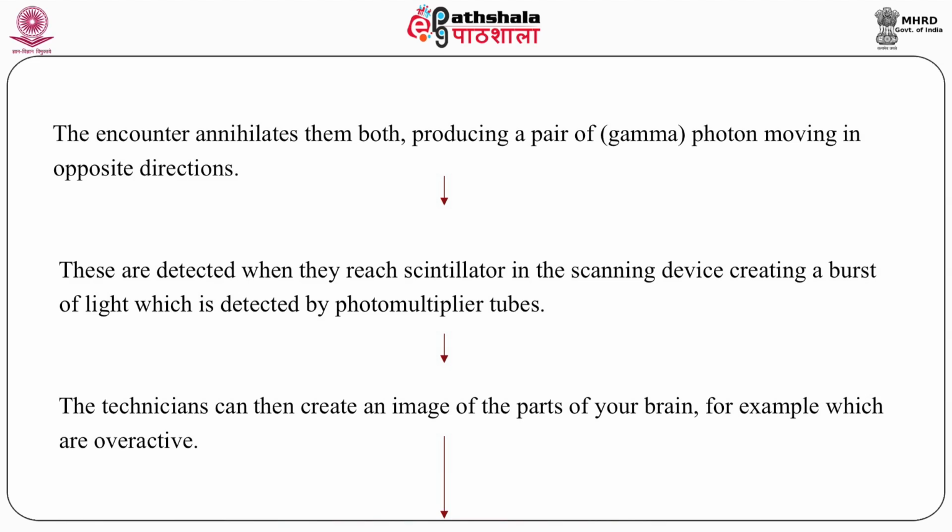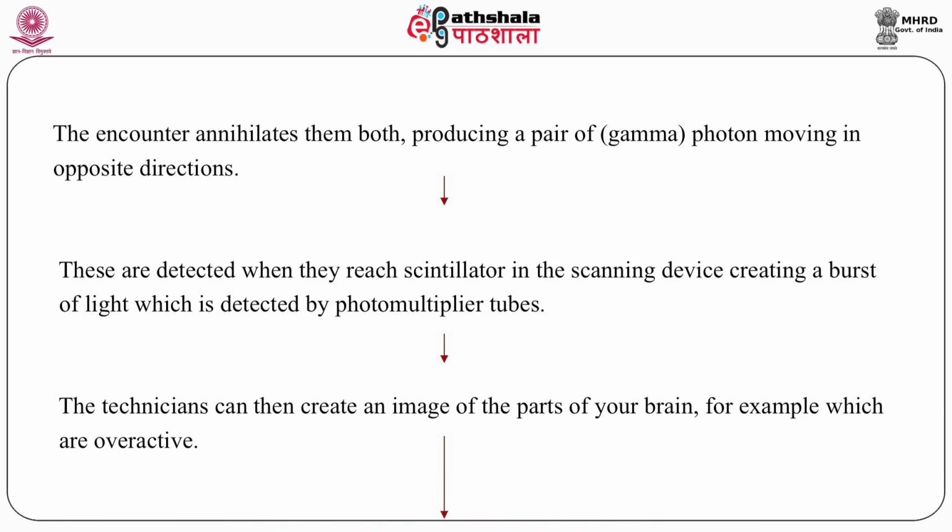They are detected when they reach the scintillator in the scanning device, creating a burst of light which is detected by a photomultiplier tube. But again, I would like to clarify a very important thing. Here the detector is not the same as being used in SPECT, that is, sodium iodide thallium activated crystals. Here the detector is different. The detector is BGO, bismuth germanate, or LSO, lutetium oxyorthosilicate, or GSO, gadolinium oxyorthosilicate.